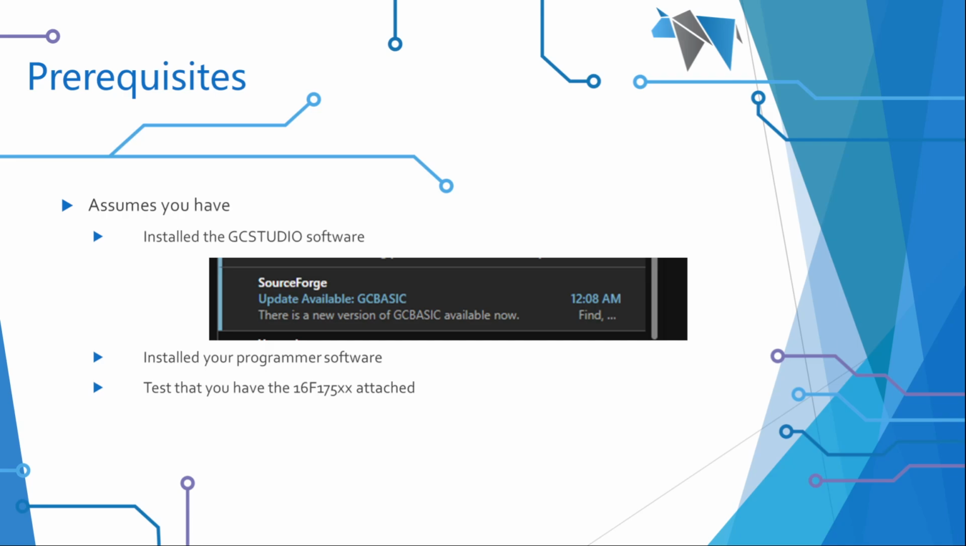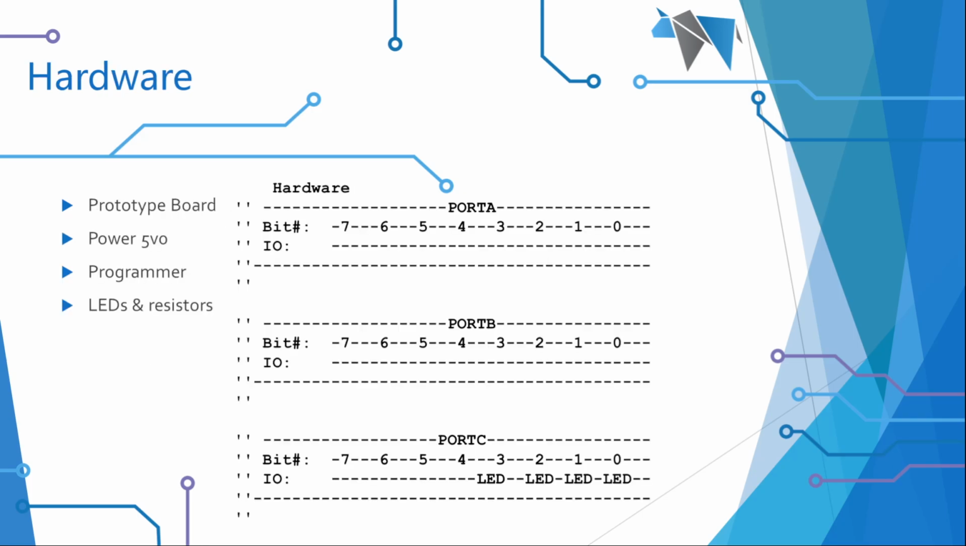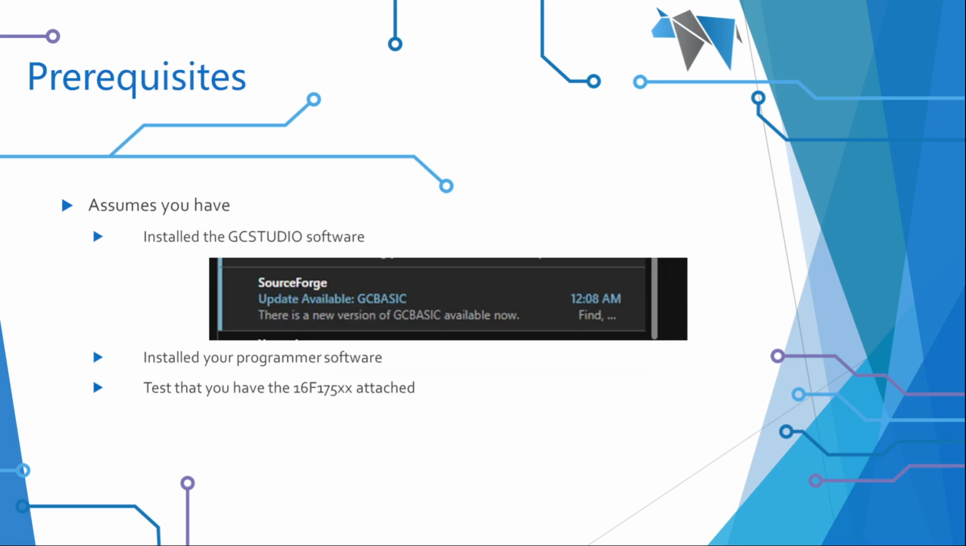So I assume that you've installed GCStudio. If you've signed up for updates, you may see an email like this. That's what I saw today. And when I logged in this morning, it automatically updated my system. That's because our development team have updated the toolchain, and when the toolchain gets updated, you may get an email like this. You've installed your programming software and you have that PIC attached, and I'm going to show you my board in a moment.